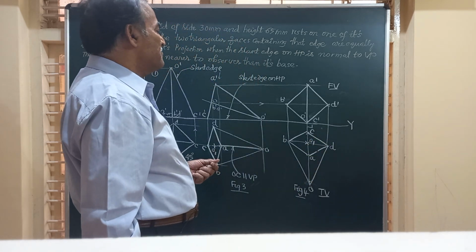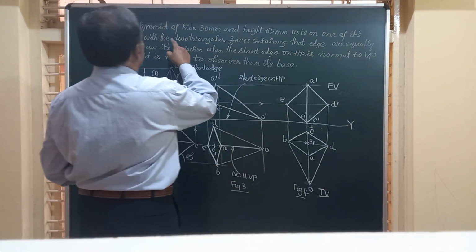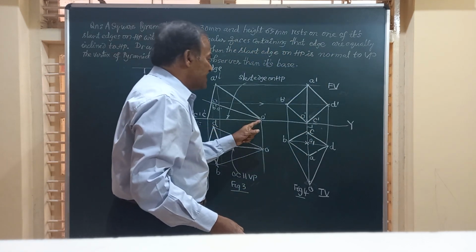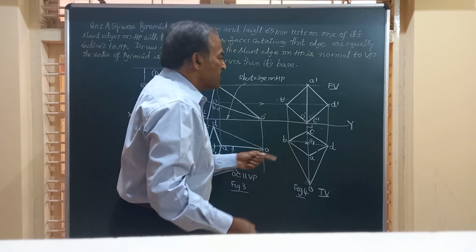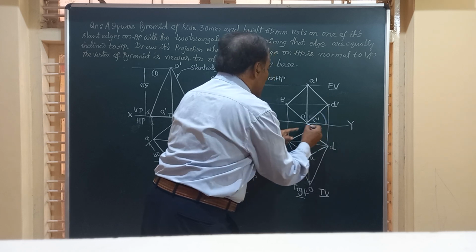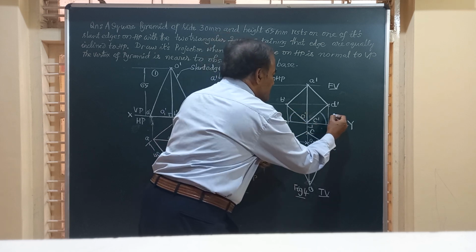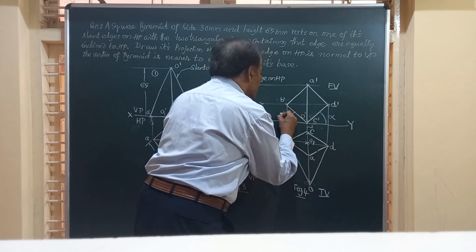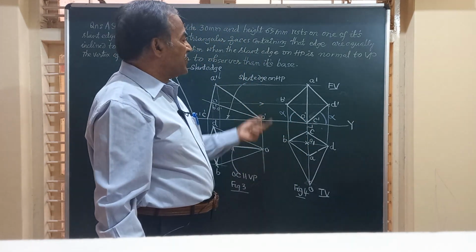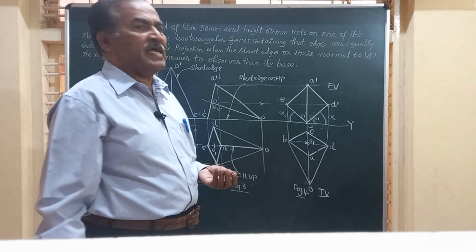And friends, you find that in the question there is a specification given: the two triangular faces containing that edge, means slant edge, that is OC. The two triangular faces are OCD and OCB. These are the two triangular faces, and these are making equal inclination with the HP. So alpha and alpha. Friends, we have obtained the complete projections of the square pyramid resting on slant edge on HP.